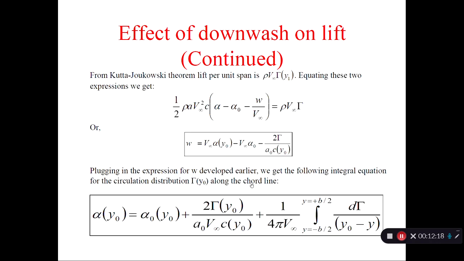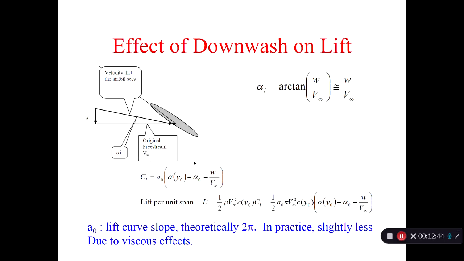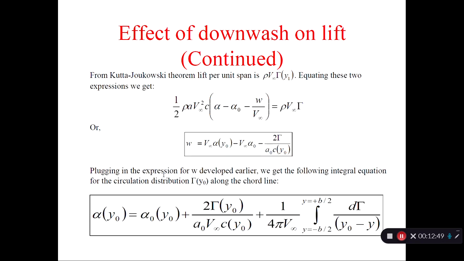Now, therefore, lift is rho v infinity gamma. So we put a lift here. The Kutta-Joukowski theorem says this is your L prime. L prime is 1/2 times rho v infinity squared times chord times lift coefficient. Lift coefficient is A times alpha minus alpha naught minus alpha I, as you saw in this picture. A naught or A, we could use either symbol. I should have used the symbol A naught, my mistake. So I call it A here.